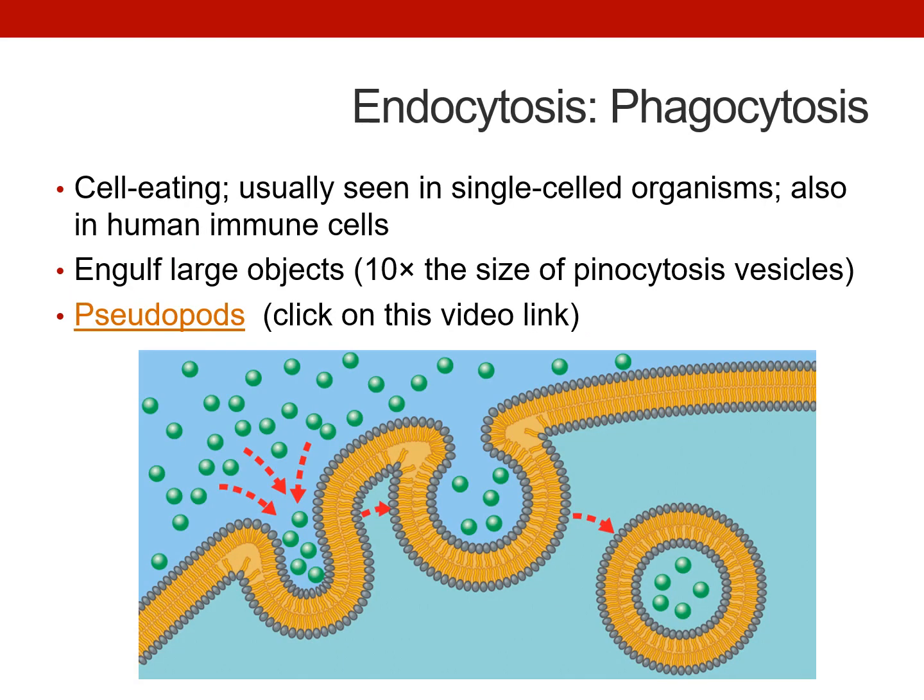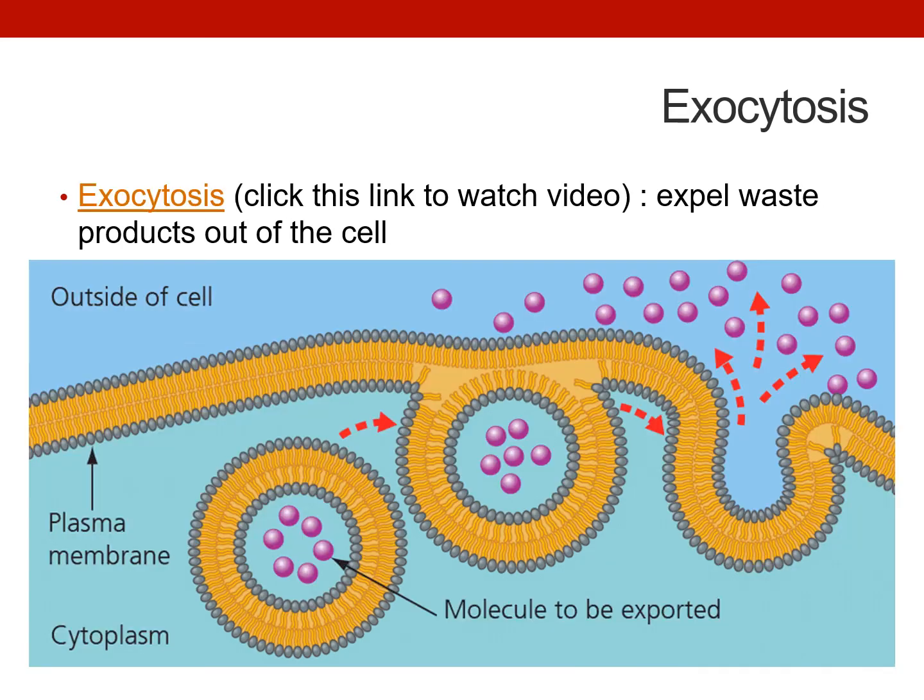Phagocytosis can be witnessed in single-celled organisms and also human white blood cells. This figure shows large objects being engulfed by the cell membrane, which later becomes the vesicle. The vesicle then enters the cell with its contents. You can also click on this video to watch how pseudopods of a single-celled organism perform endocytosis.